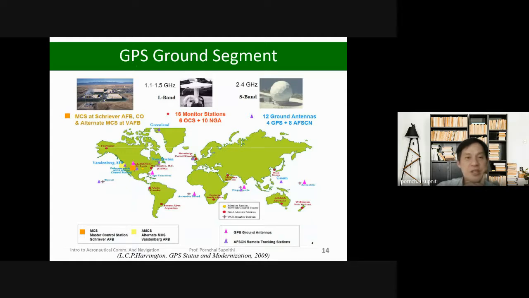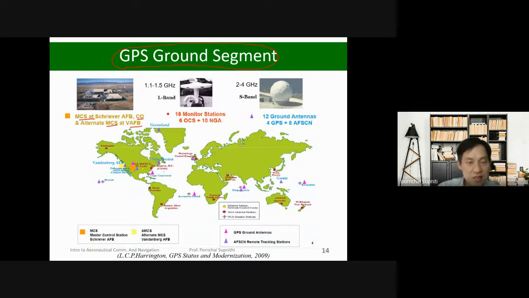This page is related to what I mentioned earlier about the operational station. So for the GPS ground segment, for example, they have the master control station in Colorado and also an alternate master control station at the Air Force Base.